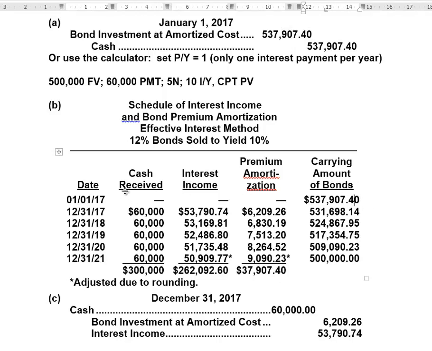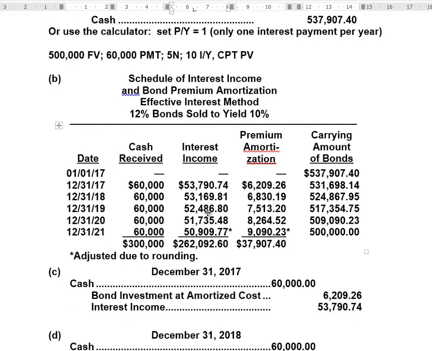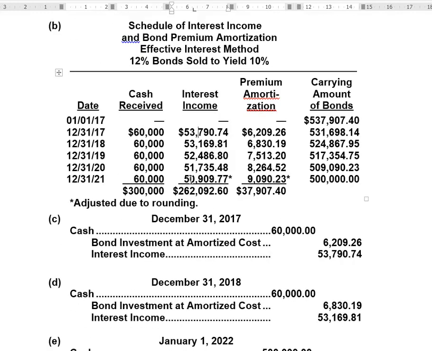But once we get to interest payment dates, which is each December 31st, we'll receive cash of $60,000, but as the investor, we have to book interest income. So how much interest income are we going to book? Well, we've calculated $53,790.74. How did we get that? Well, we used the carrying value of the bond to open the 2017 period within which the interest payment date falls, and we multiplied it by the yield.